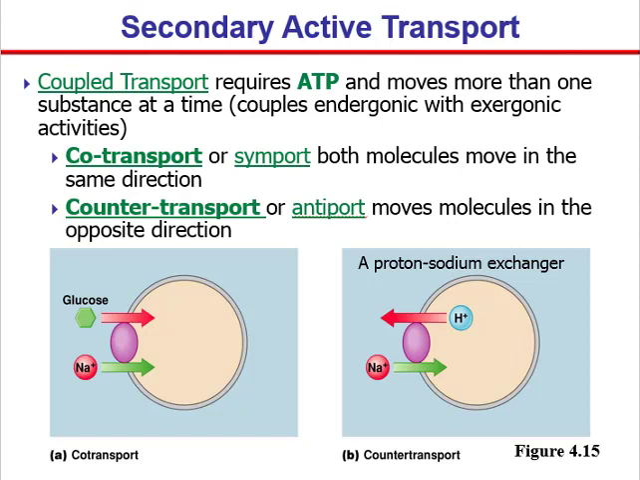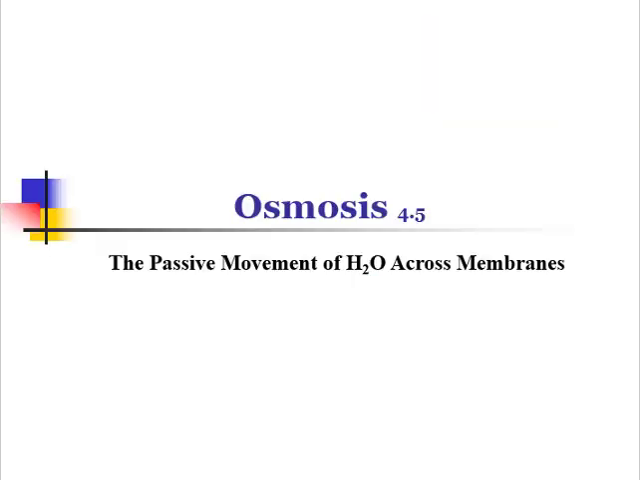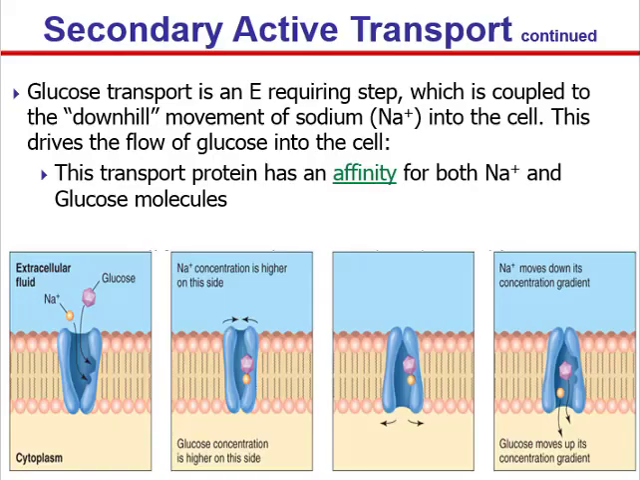So the glucose transporter is another example of an energy requiring movement coupled to the downhill movement of sodium into the cell. This is going to help drive the flow of glucose into the cell, and the sodium glucose transport protein has an affinity for both molecules and will bind them specifically. This is shown again for you here in this picture from your book, where you can see the proteins binding both molecules and transporting them specifically.